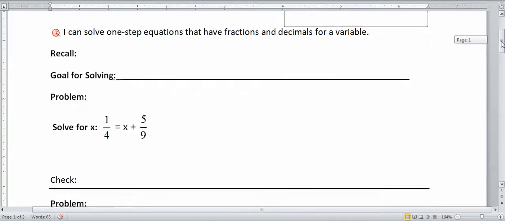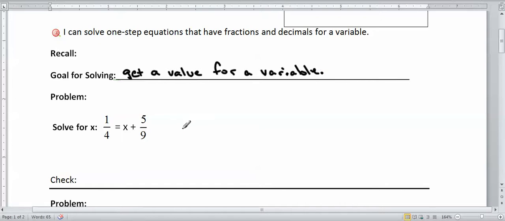Now remember, our goal for solving is to get a value for a variable. Okay, so we're trying to take a variable and give it some value. We don't want it to be unknown anymore. We want it to have an intrinsic value. We want it to be assumed something.